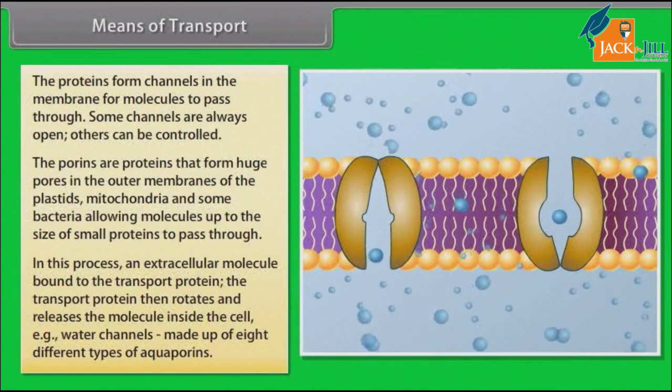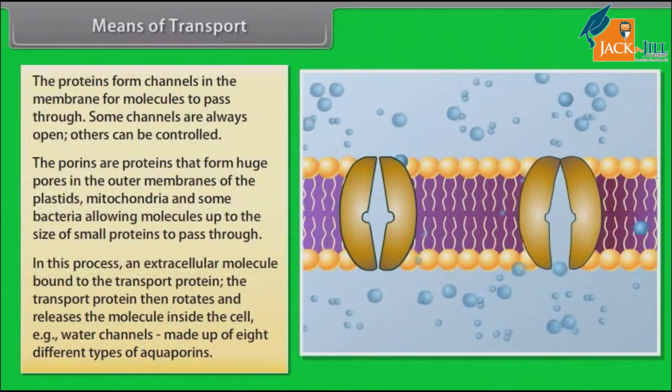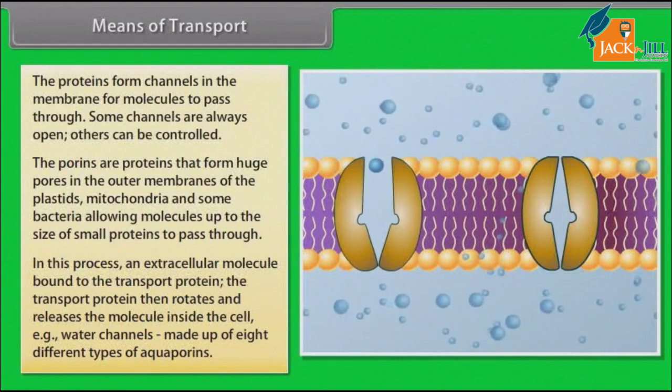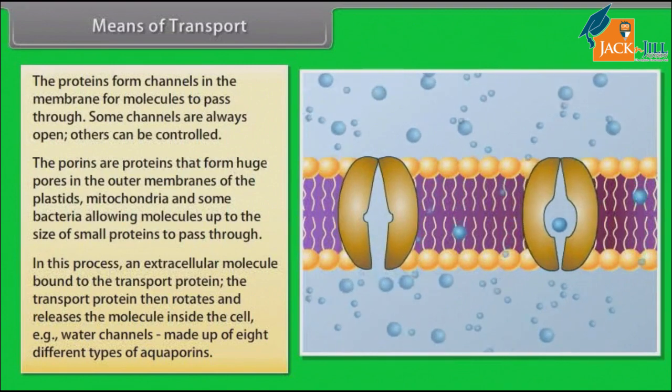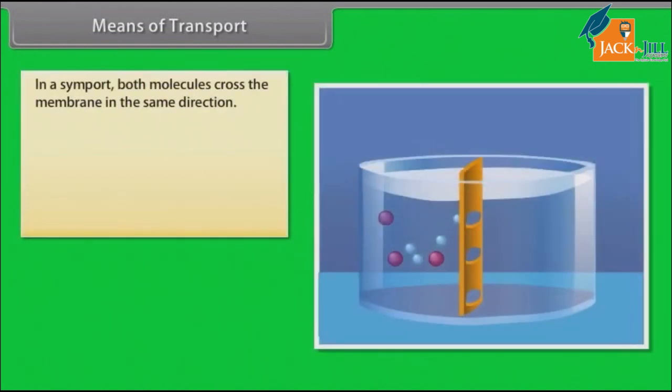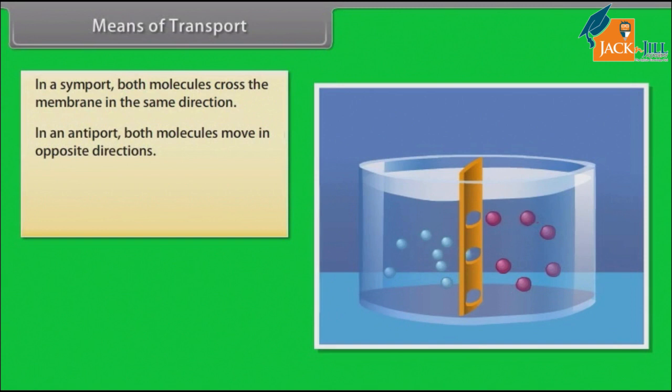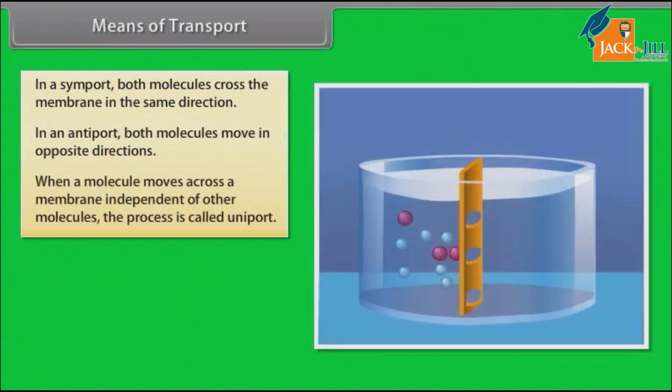In this process, an extracellular molecule binds to the transport protein. The transport protein then rotates and releases the molecule inside the cell. For example, water channels are made up of 8 different types of aquaporins. Some carrier or transport proteins allow diffusion only if 2 types of molecules move together. In a symport, both molecules cross the membrane in the same direction. In an antiport, they move in opposite directions. When a molecule moves across a membrane independent of other molecules, the process is called uniport.